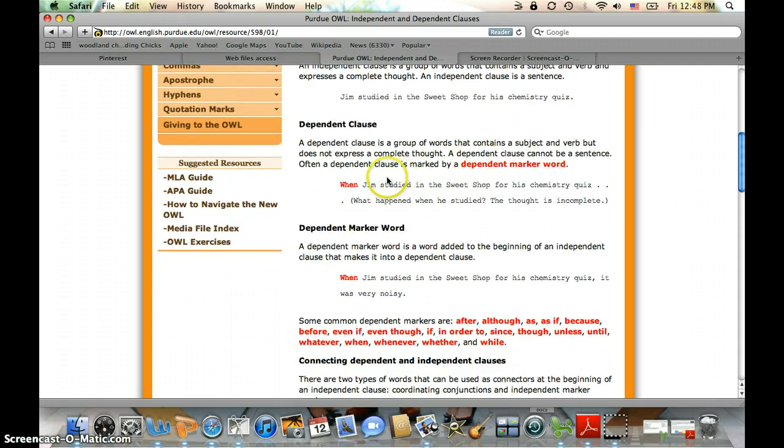Okay, the dependent clause, it's tricky because they're very similar. It's going to have a subject and a verb, but the difference is it does not express a complete thought. You're also probably going to almost always see a dependent marker word. Here, when Jim studied in the sweet shop for his chemistry quiz, da da da da. Okay, so subject is Jim. What did Jim do? He studied, right? So we have a subject, we have a verb, but it doesn't make a complete thought. We've got to know what happened when he studied. And then the marker would be right here. Right here, you can look down again. It was very noisy. It was very noisy is your complete thought, and that's when you use an independent clause.